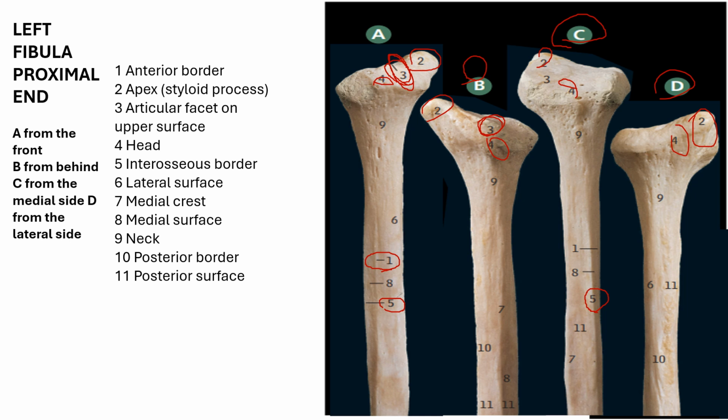The sixth one is the lateral surface. We can see it clearly on the lateral side. The seventh one is the medial crest. We'll see it in the posterior surface and along with the medial surface. The eighth one is the medial surface. The ninth one is the neck of the fibula. The 10th is the posterior border, and the 11th one is the posterior surface of the fibula.